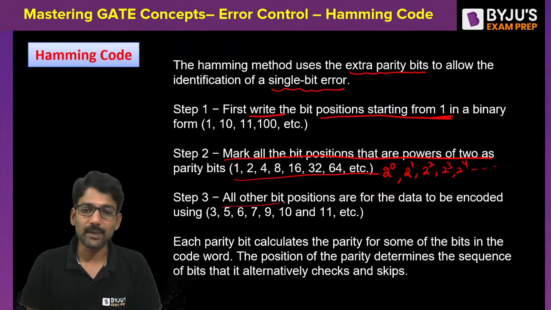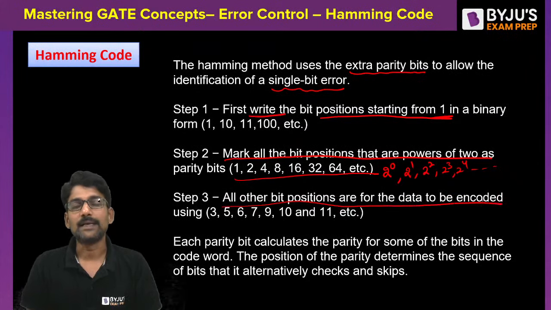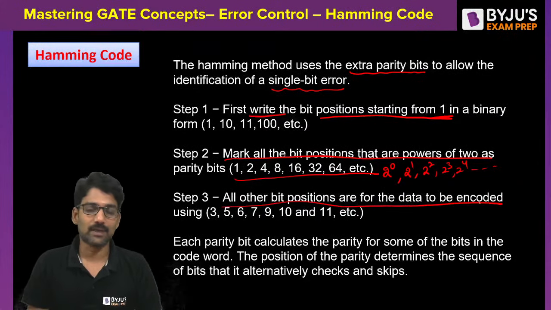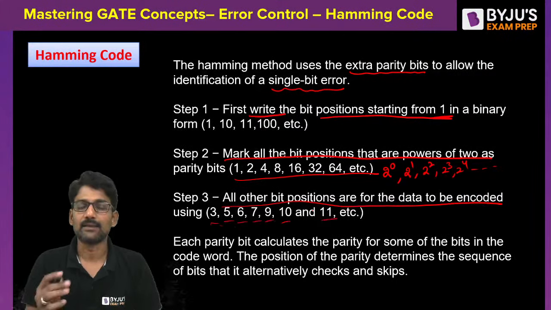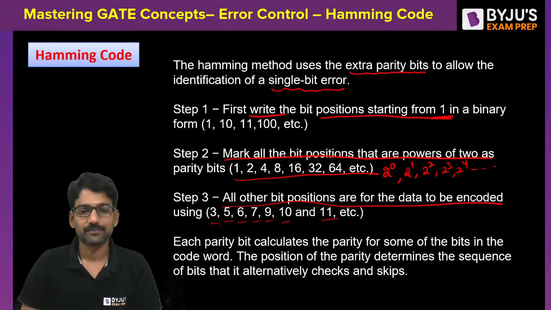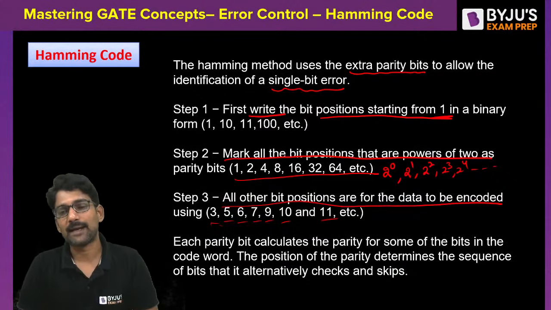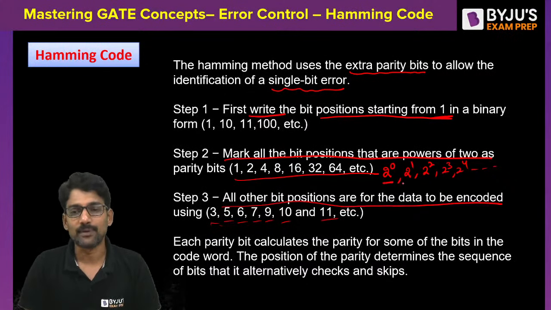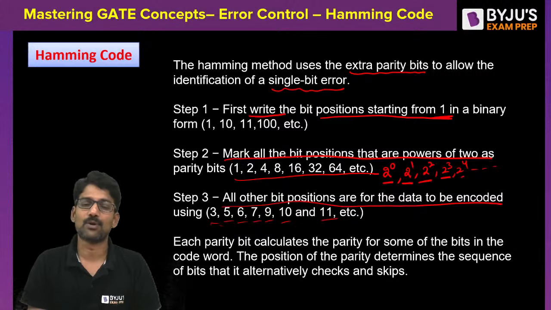All other bit positions are for the data word, meaning whatever remains: 3, 5, 6, 7, 9, 10, 11, 12, 13, 14, 15, etc. Now we have to find what the parity bits should be, at positions 2 power 0, 2 power 1, 2 square, 2 cube and so on.